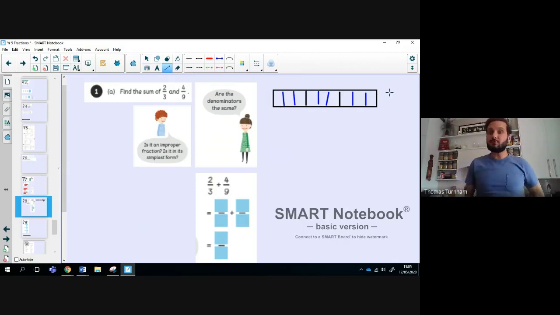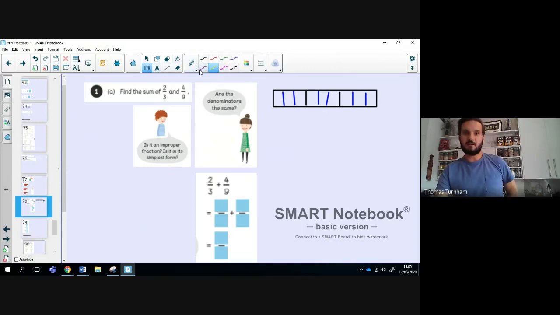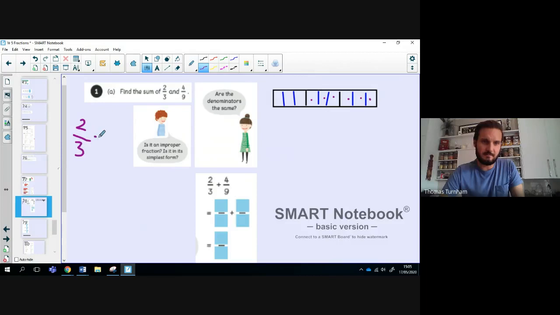So 2/3 was multiplied by 3. So 2 times 3 is 6. And let's just look at that. I've got 1, 2, 3, 4, 5, 6 9ths. So let's see if I can draw neatly. I can't draw neatly, but 2/3 is the same as 6/9.